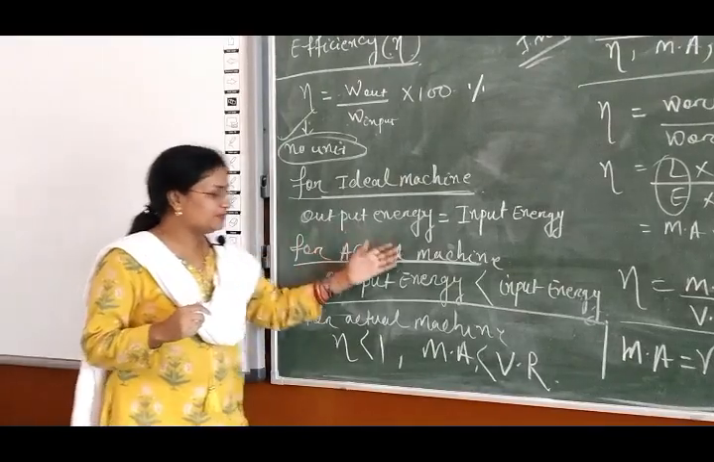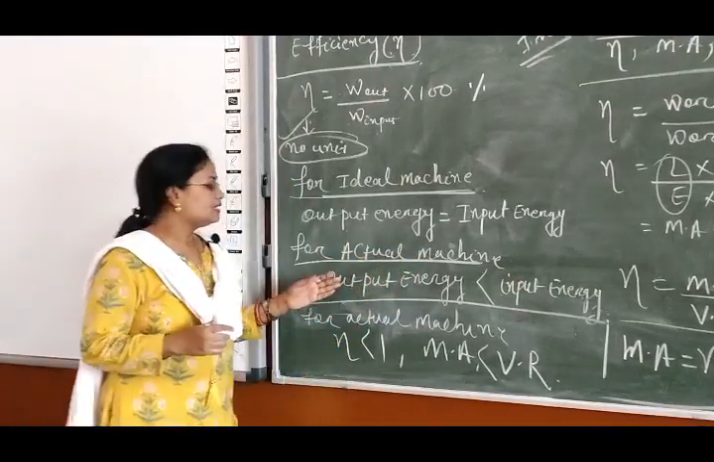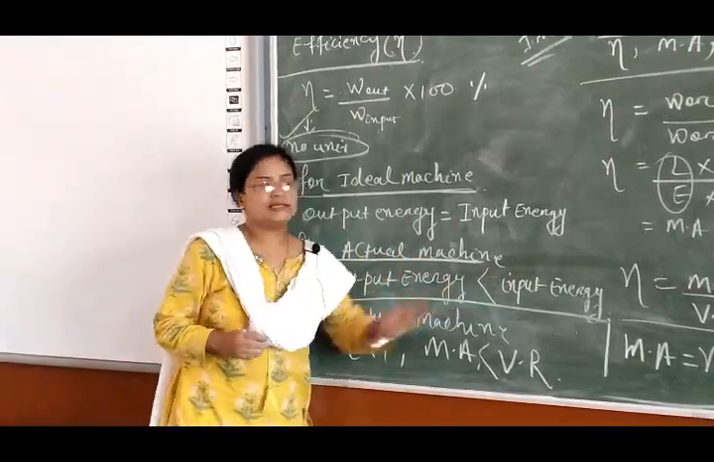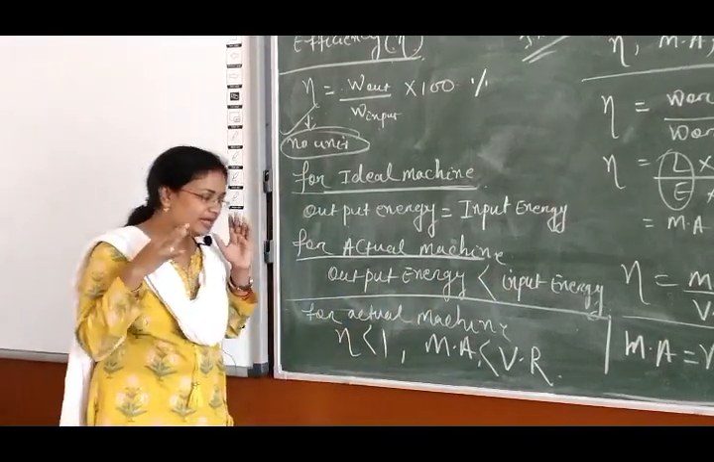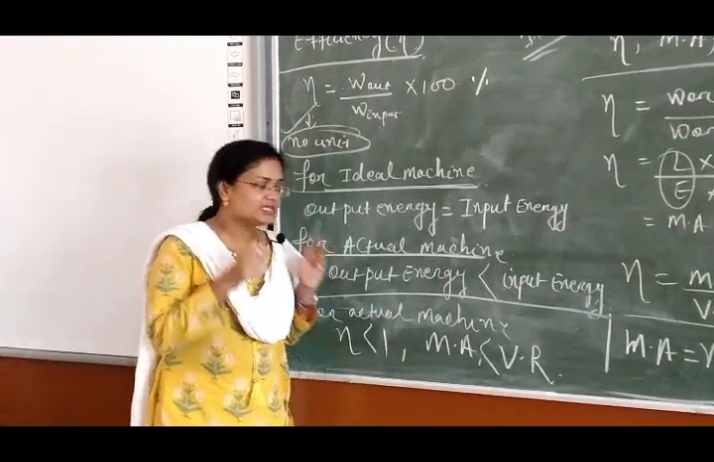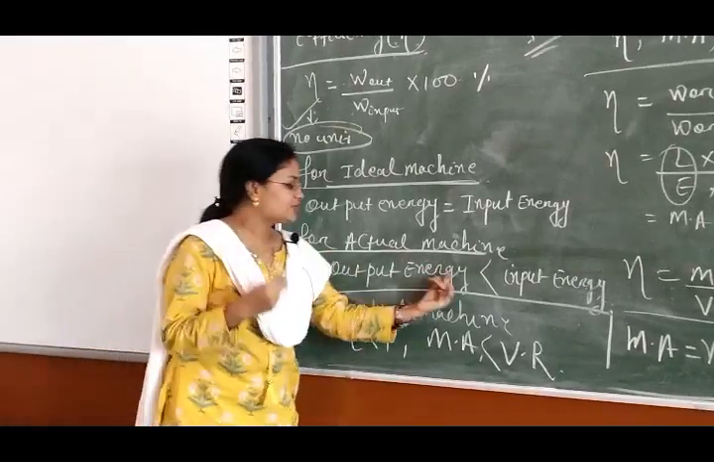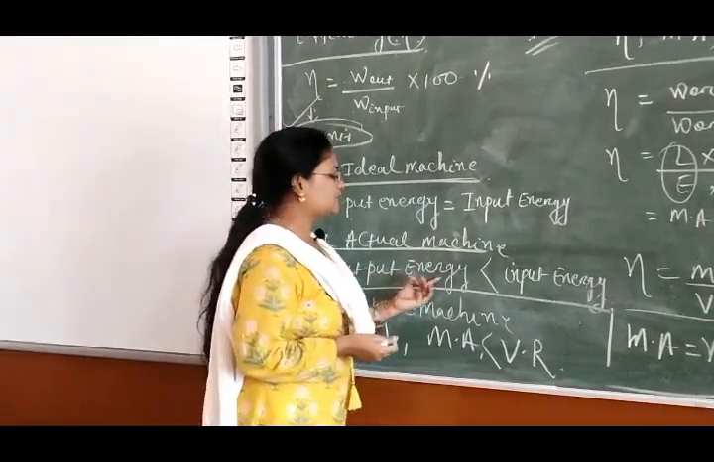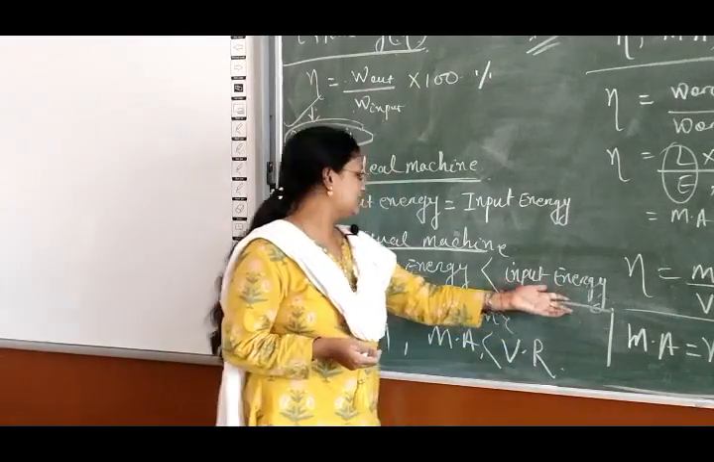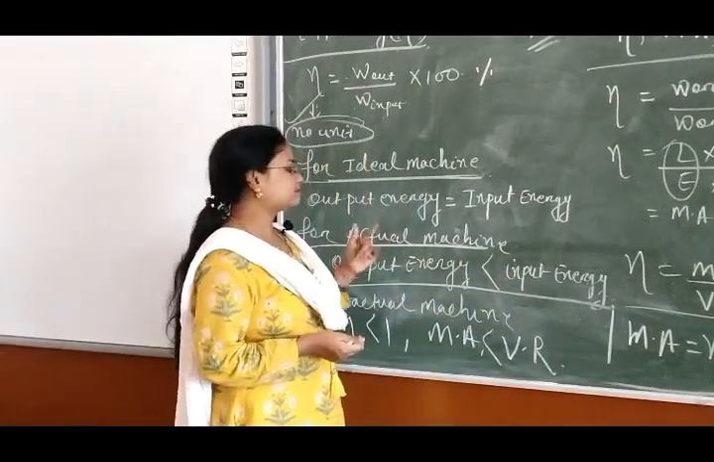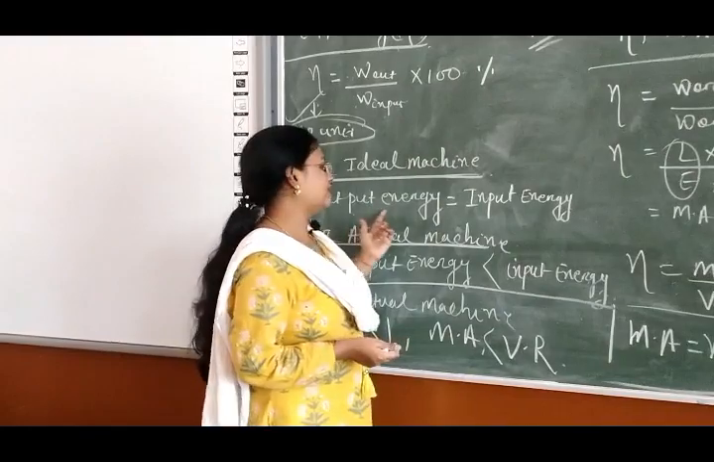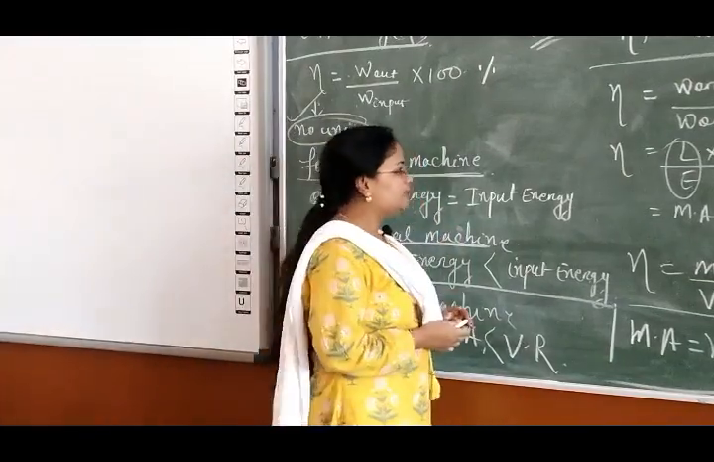But for an actual machine or practical machine, the output energy is always less than the input energy. Whatever energy you give, some energy is lost due to friction. So that's why the output energy is less than the input energy. And for an ideal machine, the output energy is equal to the input energy.